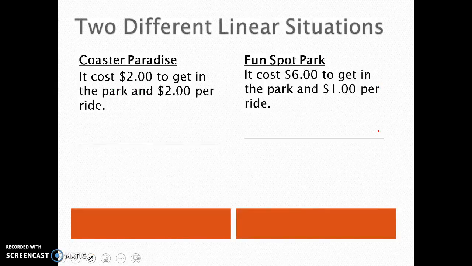Let's say we have two different amusement parks. One is called Coaster Paradise, and the cost to get in is $2, and then it's $2 per ride. We want to write an equation for the cost of going to Coaster Paradise depending on how many rides you go on. That equation is going to look something like this. We're going to have $2 for each ride, that's our slope, plus just to get in the door, it's going to cost you $2. That's our linear equation for Coaster Paradise.